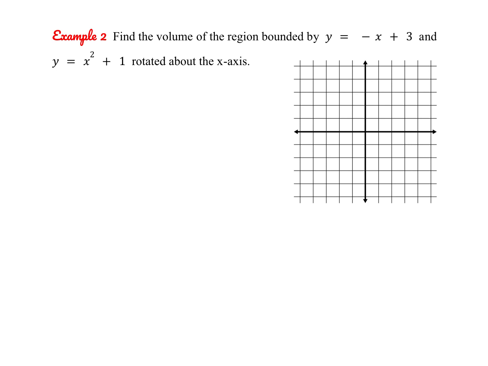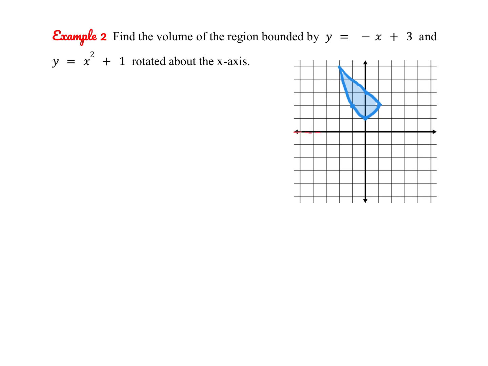All right, let's try another one together. So let's start with our bounded region. I'll start with my quadratic, so x squared plus 1. So now it looks something kind of like this. And then we have negative x plus 3. So that one will go like this. So I can see that my bounded area is right here. And for this problem, we are rotating it about the x-axis again.